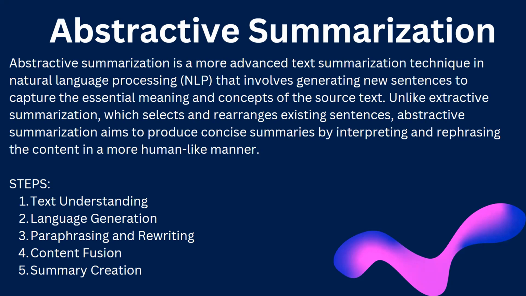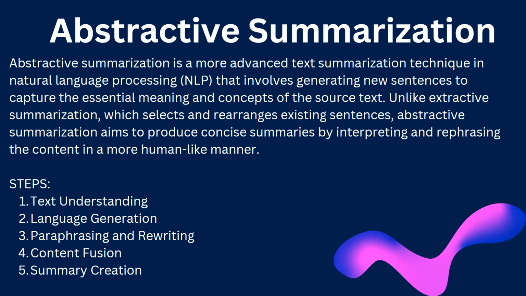Next is language generation. Based on the understanding of the source text, the abstractive summarization model generates new sentences that convey the ideas and information. This step often involves using natural language techniques such as language models or neural networks to produce coherent and contextually relevant sentences. The third step is paraphrasing and rewriting.